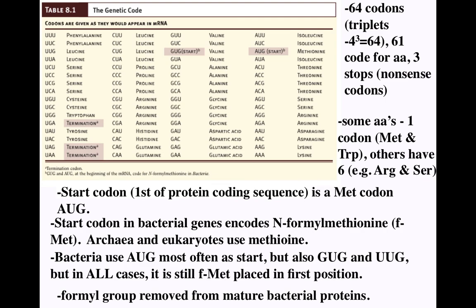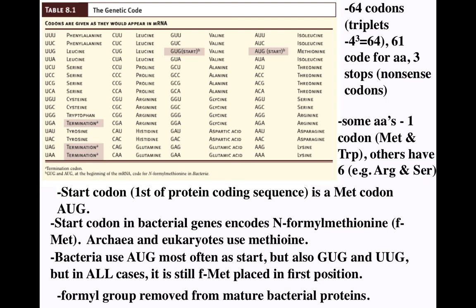So I don't really know truly the significance of why they use 3 different codons, but the thing that's important to remember is that bacteria, unlike archaea and unlike our cells, always put in that first methionine, not regular methionine, not the normal methionine that we all use in our protein. They put in a modified form, N-formylmethionine, or fMet.